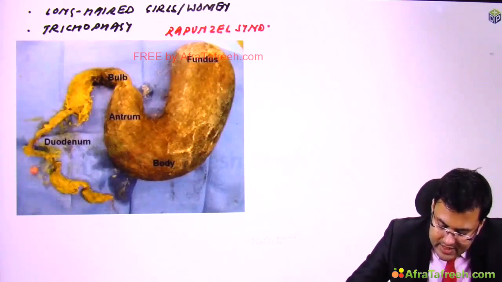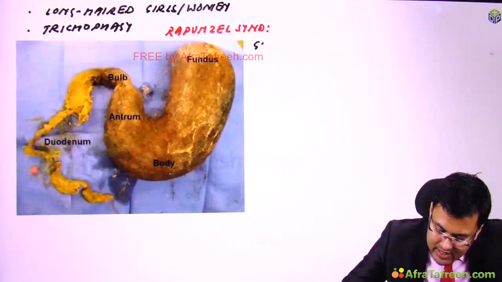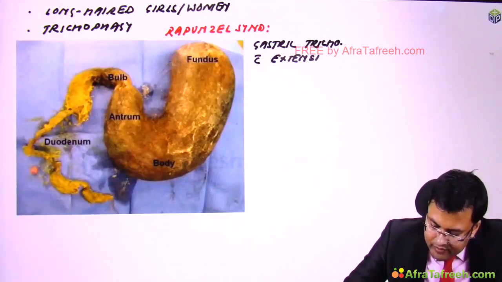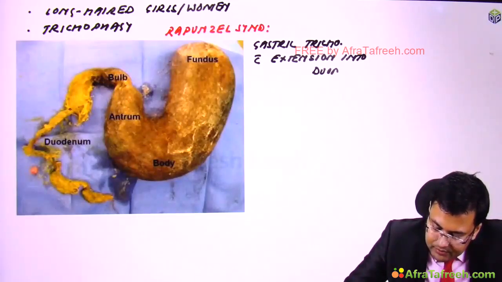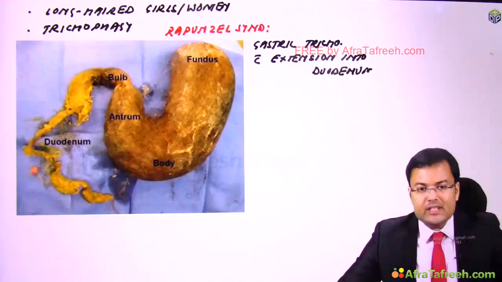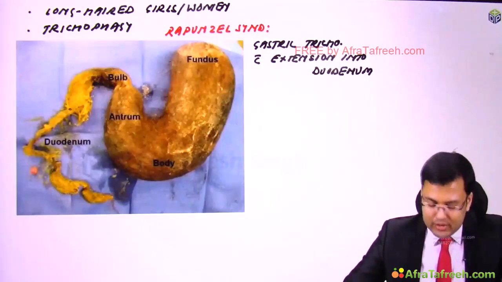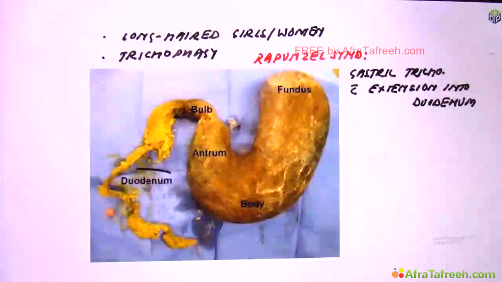So in this case, there is gastric trichobezoar with extension into duodenum. So here you can see this ball of hair collected into stomach, and its extension is up to duodenum. So this is Rapunzel syndrome.